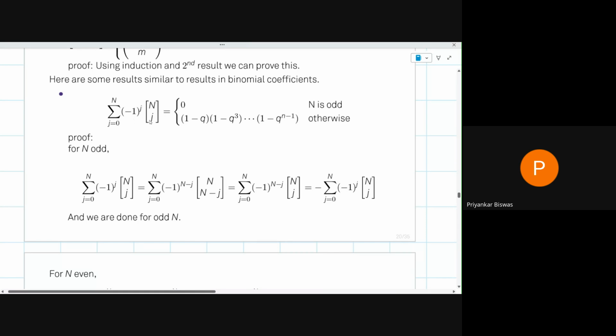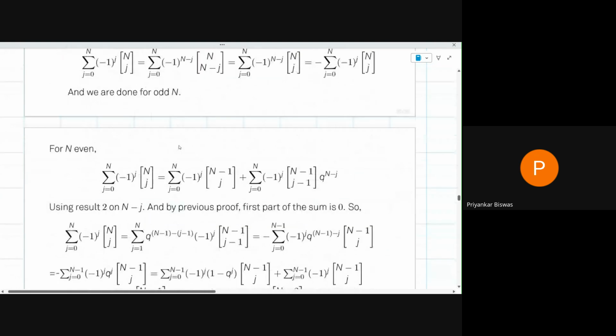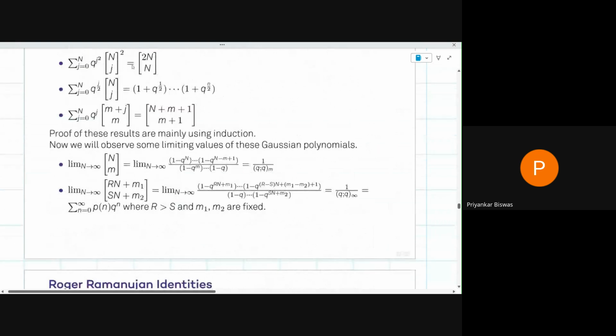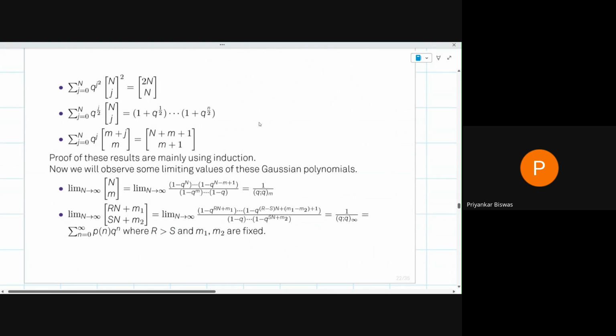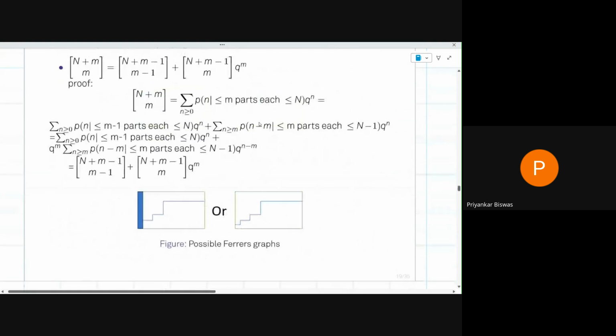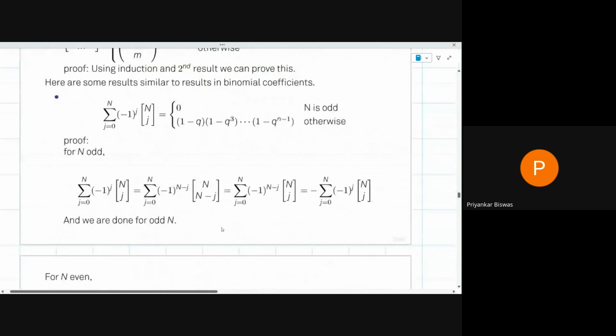You know some results in binomial cases, like the sum of (-1) to the power j times n choose j, for j equals 0 to n, is 0. For this type of result, if you put q equals 1, you will get the results of the binomial theorem. You can try this by yourselves. This is nothing but mainly using the first two of the formulas, this one and this one, and induction.